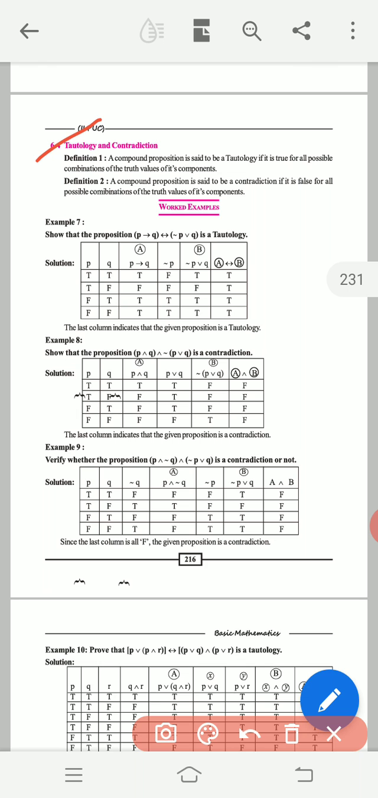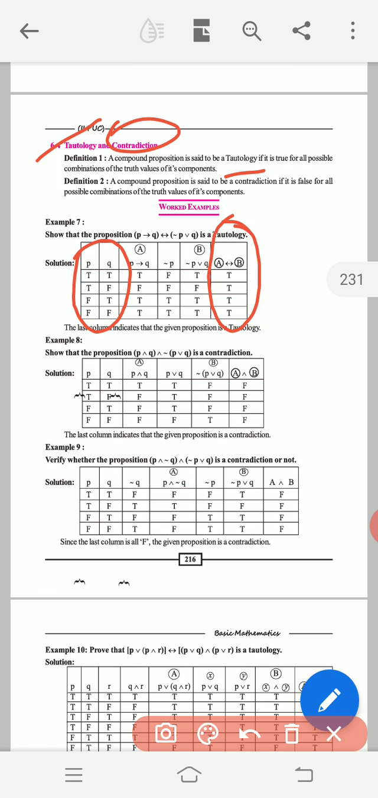Tautology means a compound proposition is said to be a tautology if it is true for all combinations of the truth values of its components. If we consider any combination of truth values of the simple propositions and it is true, then it is said to be a tautology. If it is true for all combinations of truth values, then the compound proposition is said to be a tautology.